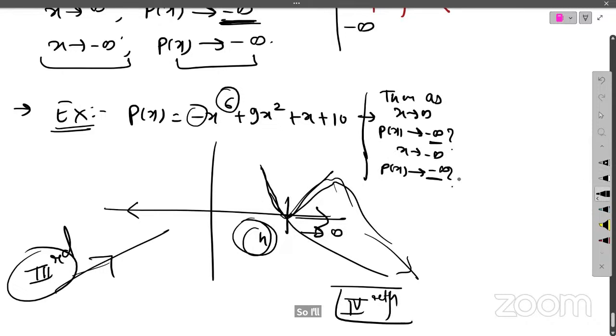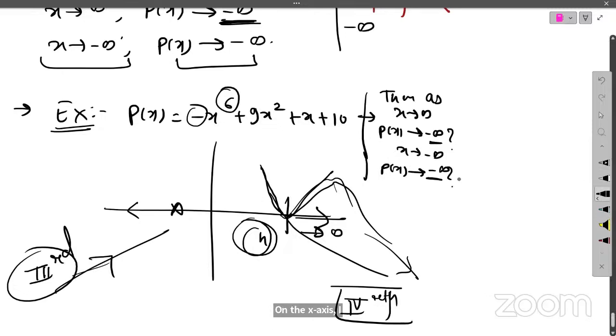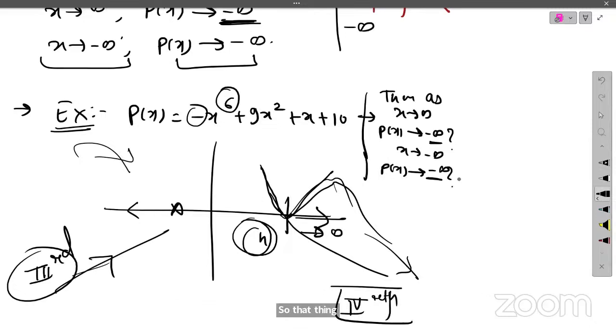No, I mean the x-intercept which is on the leftmost, that means the most negative one on the x-axis. I'll start with that, right? You'll start with that, but at this point you can reach from two directions. You can reach from above and also from below. That is right. I was not correct in knowing which intercept to start with, the most negative one.